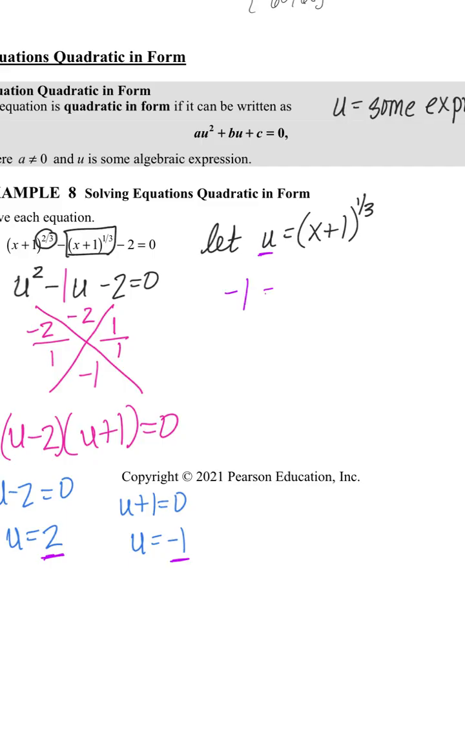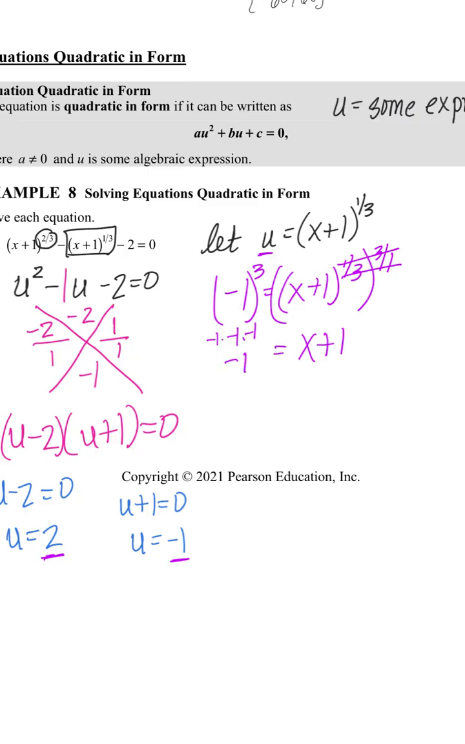So negative 1 equals x plus 1 to the 1/3. So I'm going to raise this one to the 3 over 1, so that cancels out. So this is x plus 1. But I got to do the same thing over here. I want to raise it to the 3, 3 over 1, same thing. So this means negative 1 times negative 1 times negative 1, which is negative 1.